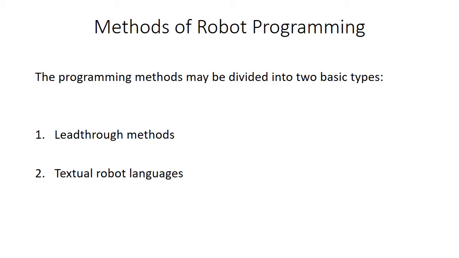Now, we will deal with methods of robot programming. The programming methods may be divided into two basic types. 1. Lead-through methods. 2. Textual robot languages.